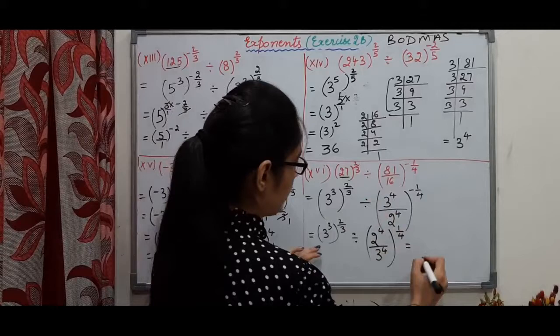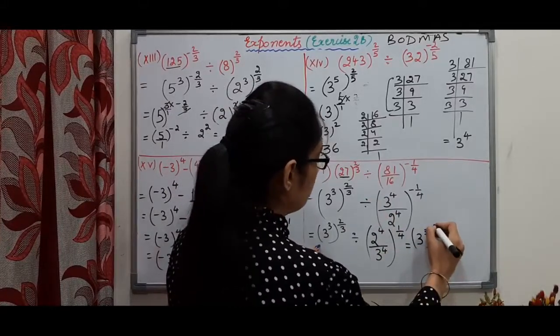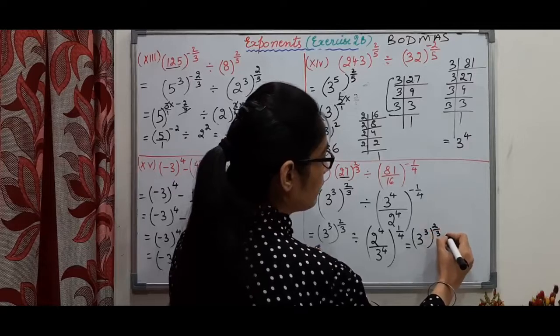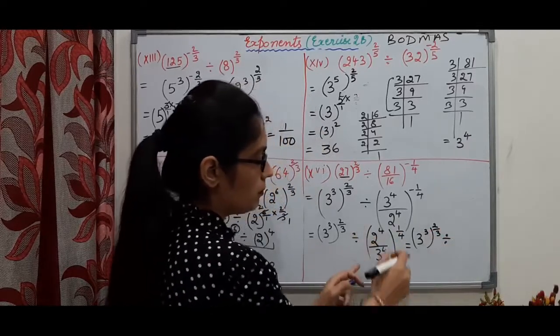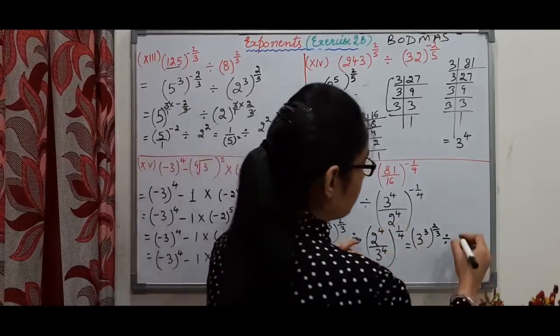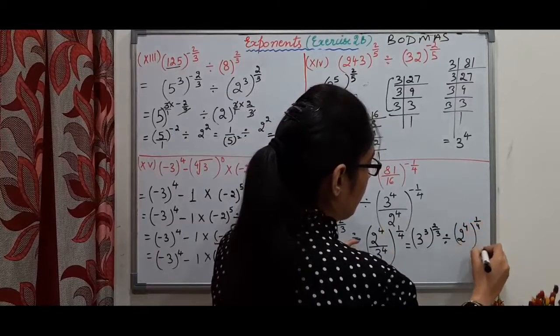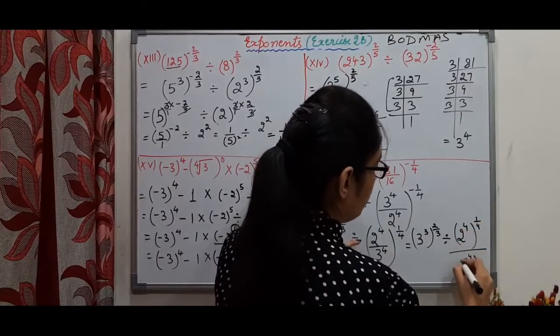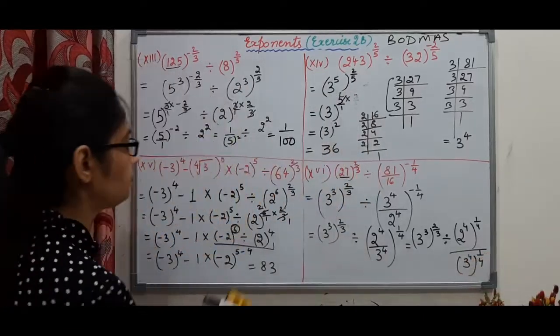Now what I have, 3 to the power 3 whole power 2 by 3 divided by this. See, I will write, because this whole power means this 1 by 4 is with this number also and it is with this. So separately we will write now 2 to the power 4 to the 1 by 4 and 3 to the power 4 to the 1 by 4. Now we can solve it further.